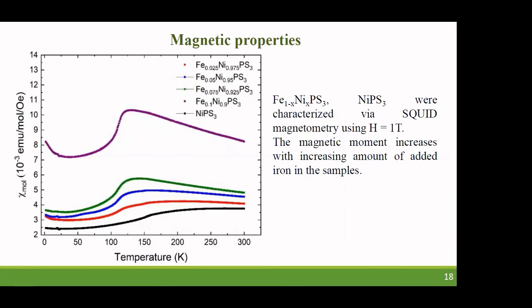Okay, after SQUID magnetometry, we got these results. We have 5 curves for 5 samples with a different amount of iron. Here was the pure nickel, here 2.5%, 5%, 7.5%, and 10% of iron. And you can see that our magnetic moment increases with increasing amount of added iron, and it shifts to the left side.